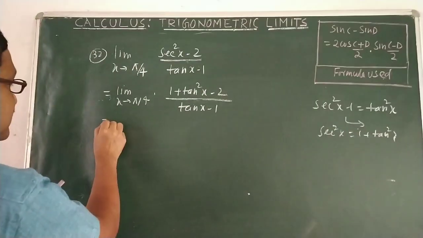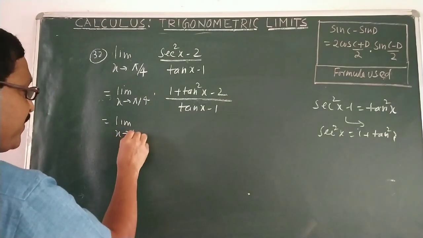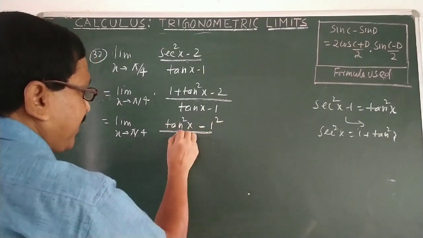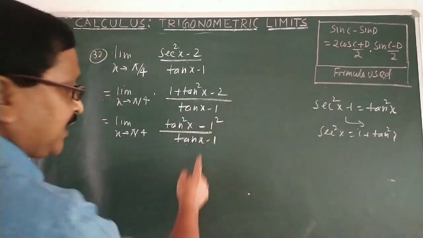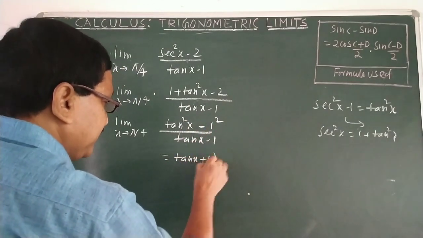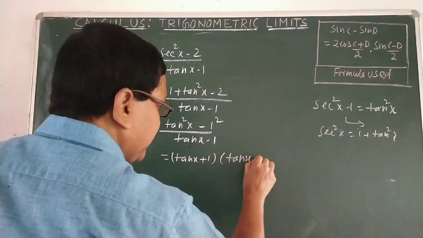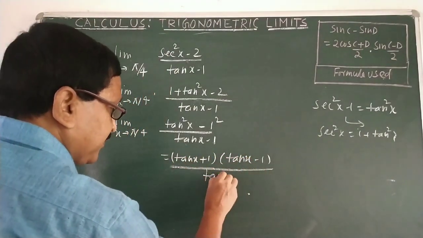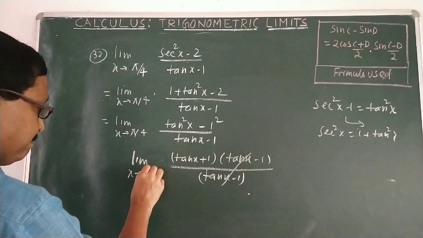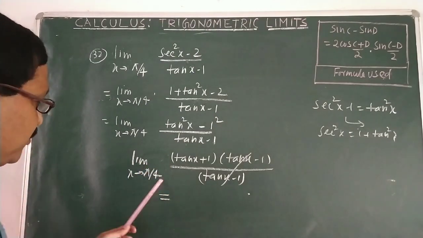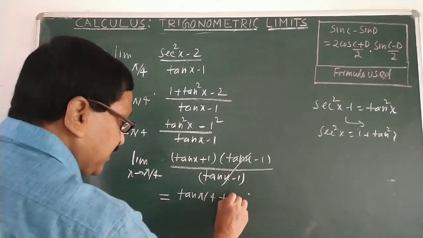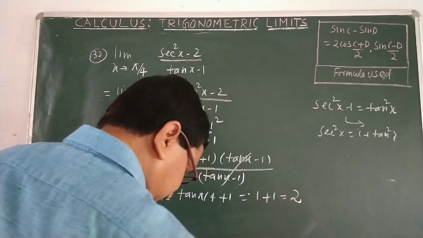So finally this is limit x tends to pi by 4, tan square x minus 1 by tan x minus 1. Now this is factorizable by a plus b into a minus b. So tan x plus 1 into tan x minus 1 by tan x minus 1. So this is cancelled. Now you can put the value tan pi by 4, so this is tan pi by 4 plus 1. tan pi by 4 is 1, 1 plus 1 is 2, answer.